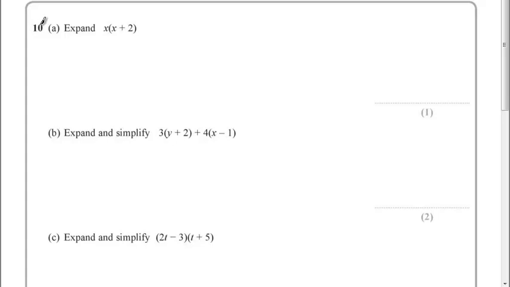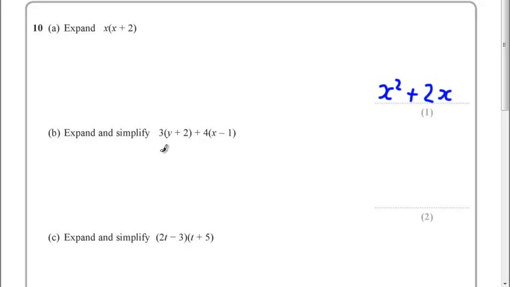Question 10. So we've got some algebra now. We have to expand x times x plus 2. So everything outside the bracket multiplies: x times x is x squared, plus x times 2, well, we show the number in front, 2x. One mark there.